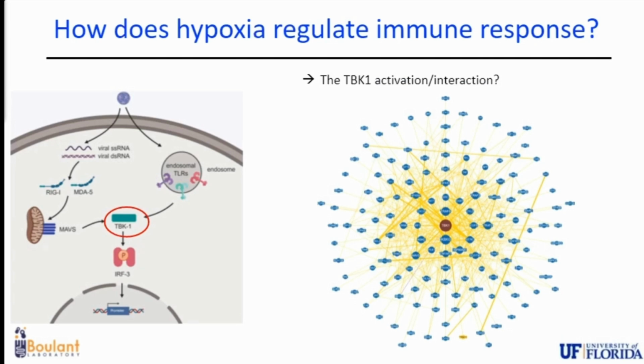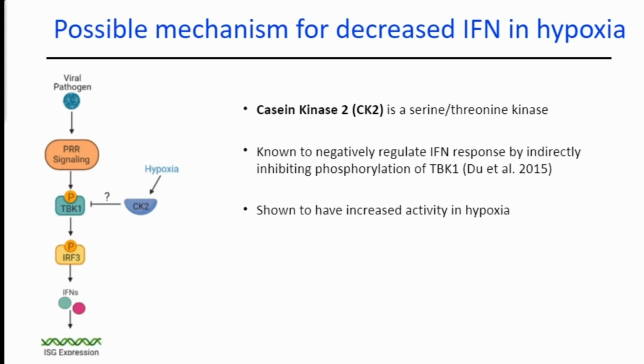So we focused on how TBK1 gets regulated in a cell. There's actually not much known about the regulation of TBK1 phosphorylation in the cell. This is an ongoing field. But we dug into the reactome and interactome of TBK1, and we were looking for a protein whose activity might be regulated by hypoxia itself. And we found a protein called casein kinase 2, or CK2, which is a serine threonine kinase. It's a very important kinase that is expressed in most of our cells.